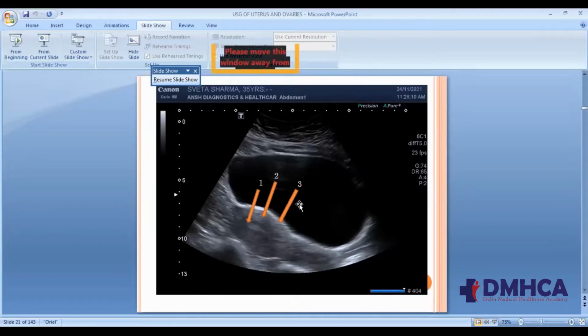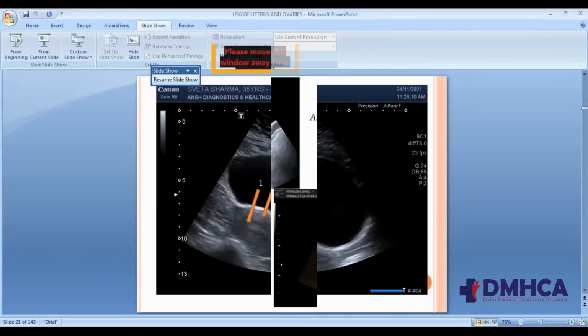So I hope you all understand that this is a transabdominal scan. The urinary bladder is in view, located anterior most, and just behind it, we have the uterus in view: body of the uterus, cervix, and the vagina. In the center of the uterus, we can see the endometrium. The other part is the myometrium, and the third one is the perimetrium.